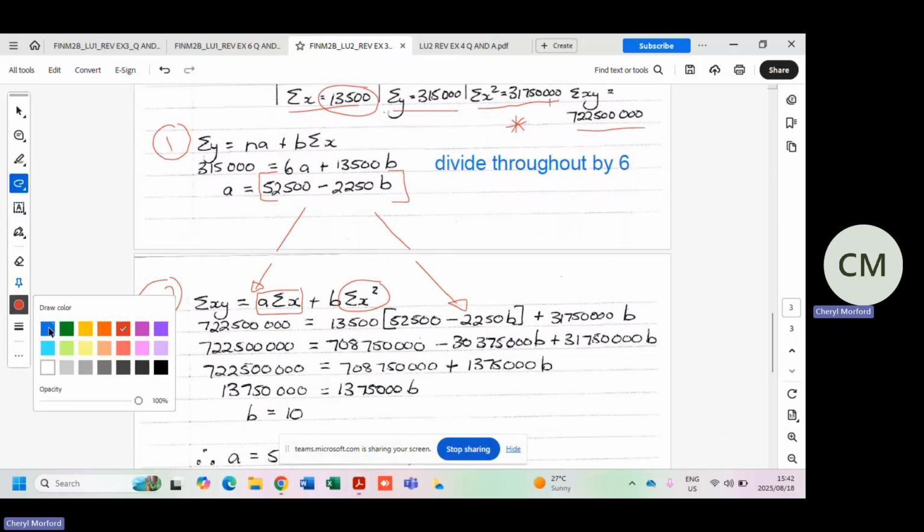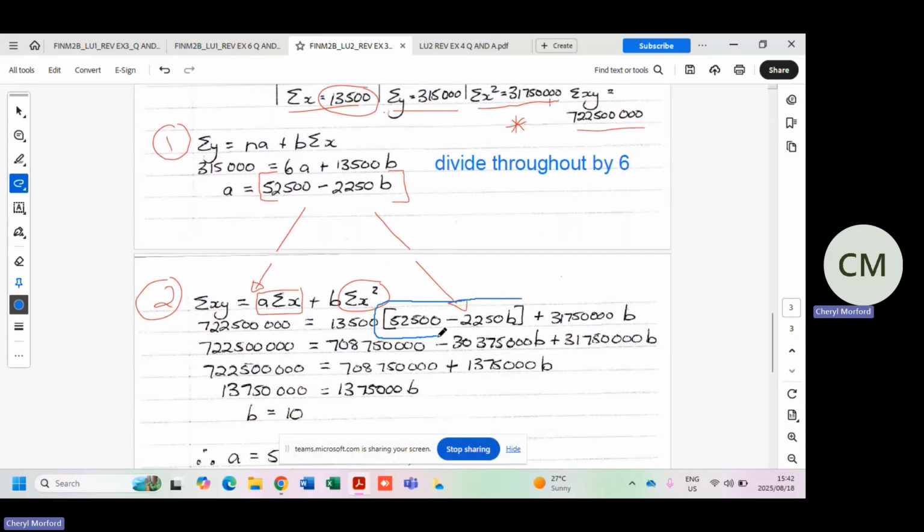Let me change the color so you can see it. I'm going to take 13,500 and expand out there. So 13,500 times 52,500 minus 13,500 times negative 2250B. Don't forget the B. Right? Then you write on that last term.